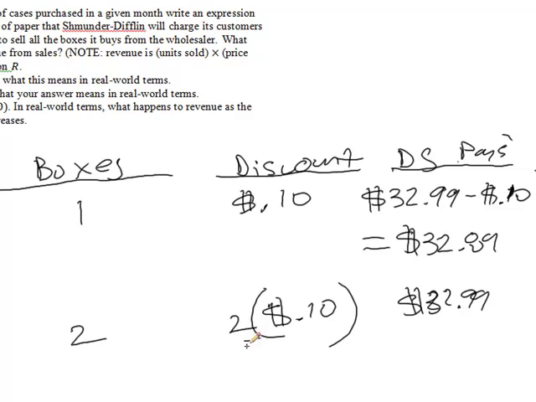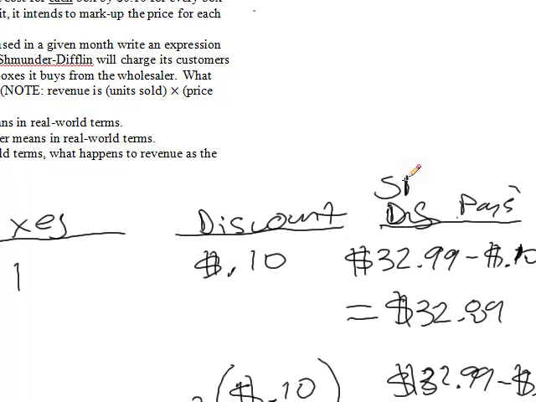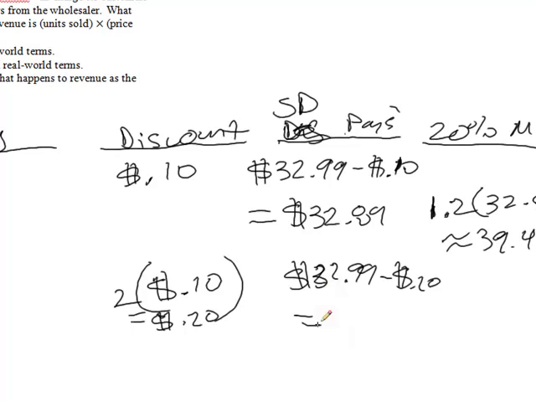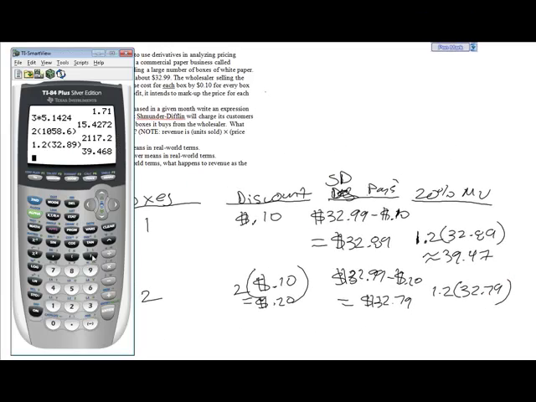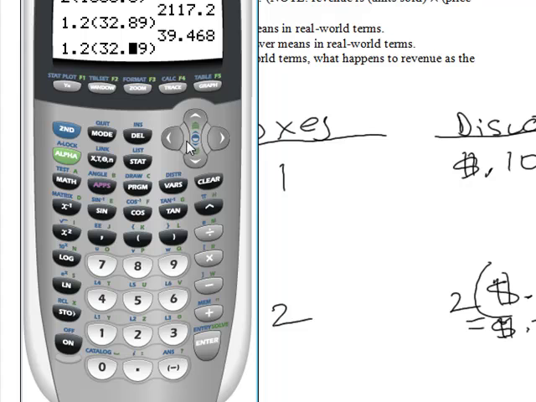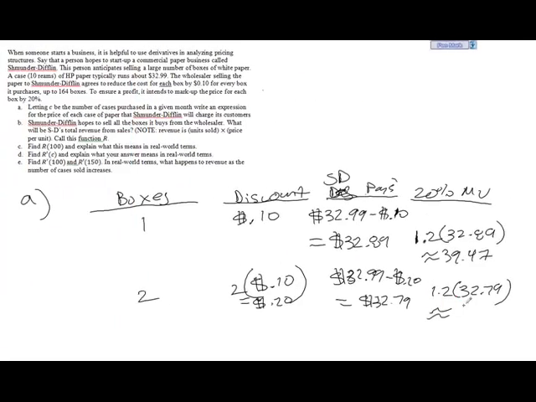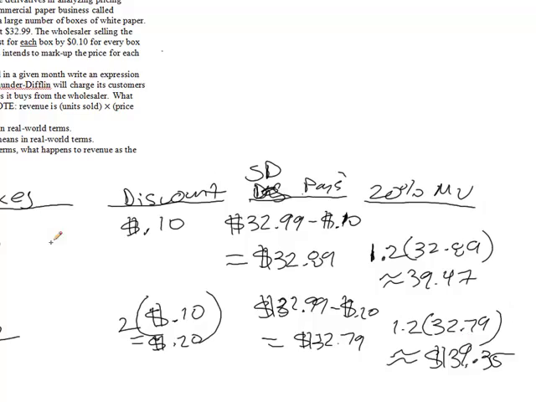$32.99 minus 20 cents because that's the total discount Schmunder-Difflin gets, and so we subtract off 20 cents. Gotta make this correction here. Getting myself into a little bit of trouble. So that's going to be $32.79 per box, and so with a 20% markup, Schmunder-Difflin will charge 1.2 times $32.79, and that will come out to $39.35. So they will charge $39.35.